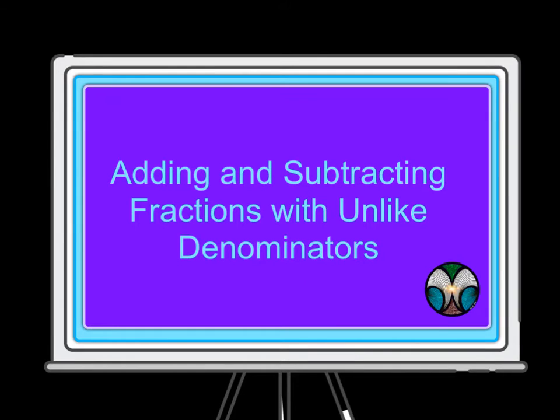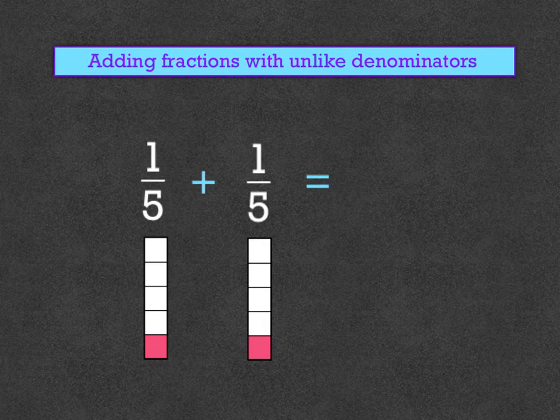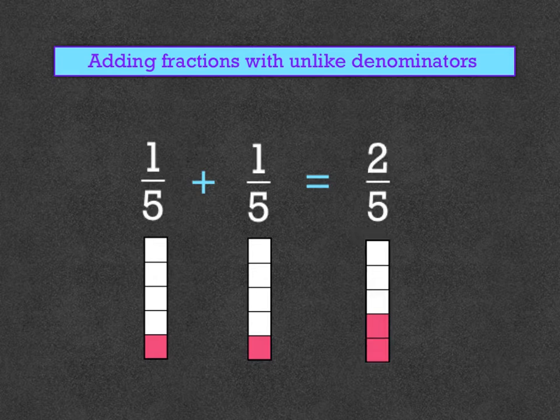Today we will be learning about adding and subtracting fractions with unlike denominators. We know from previous lessons that when we are adding fractions with like denominators, we are adding fractions that are cut into the same size pieces, which makes the process a little easier. If I'm looking at 1/5 plus 1/5, I know that I can just combine those two pieces and it will give me my answer of 2/5.